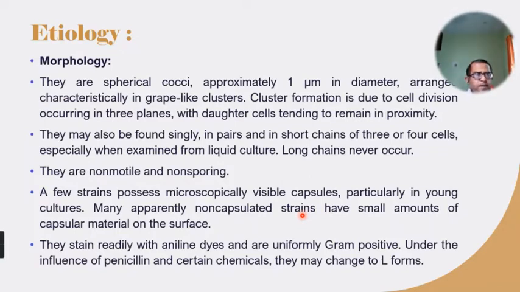These bacteria are spherical cocci, measuring approximately 1 micrometer in diameter, and they are gram positive cocci arranged in grape-like clusters. This cluster formation is due to cell division occurring in 3 planes, with daughter cells tending to remain in proximity. Means after cell division, these bacteria are not separated. So they remain attached and form clusters that look like grape-like clusters.